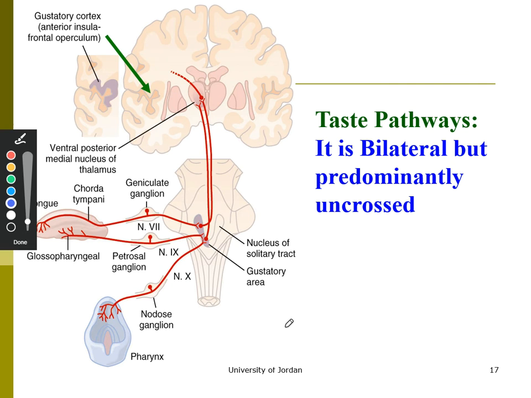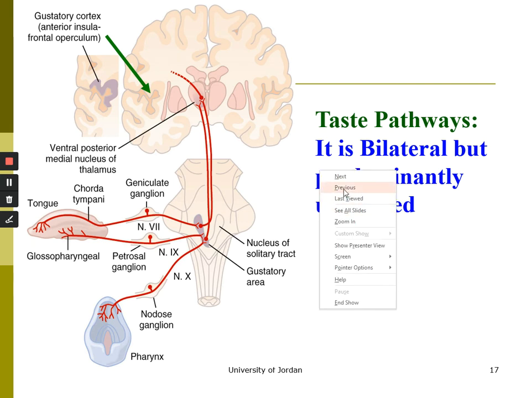Taste pathway is usually bilateral, but predominantly uncrossed. It is predominantly ipsilateral, okay? Predominantly it is ipsilateral, but usually it goes both ways. It is bilateral, okay?